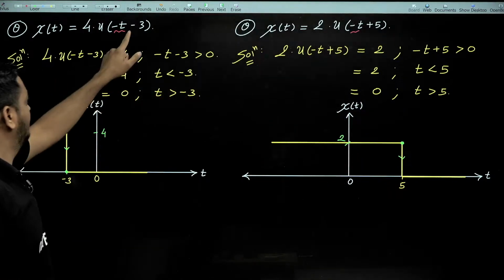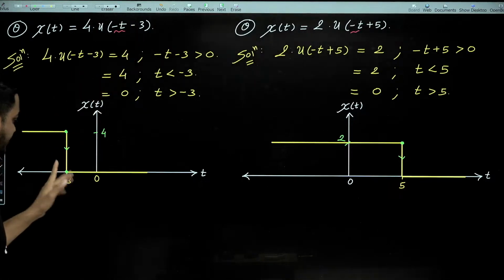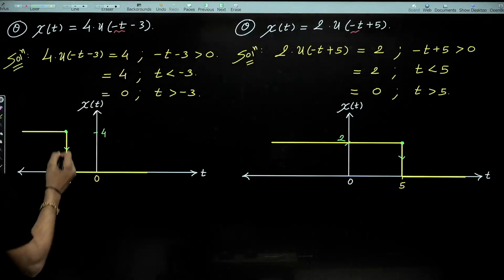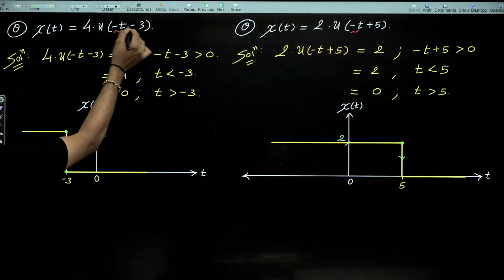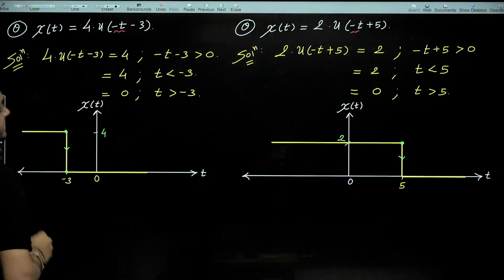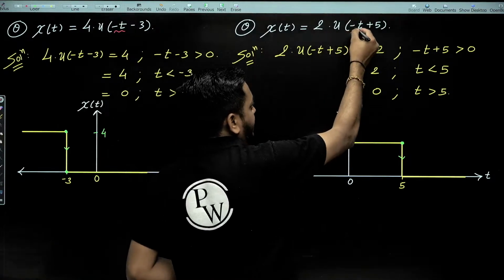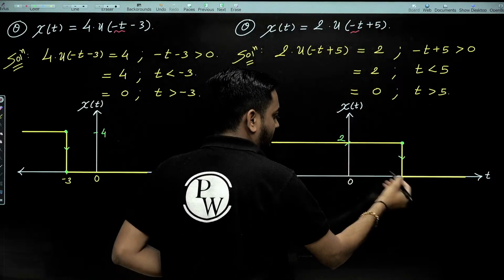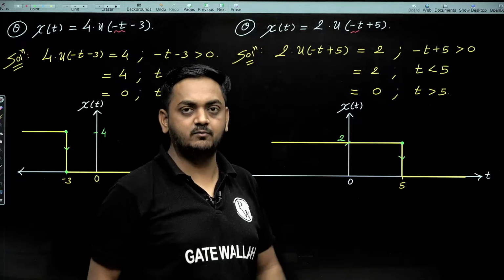Now here minus 3, so the starting point will be minus 3. If it is left side, then the starting point will be the same. Minus 3, then minus 3. Here see, minus t, left side. So plus 5, so it will start from plus 5 and go towards the left side. So an important shortcut is there.